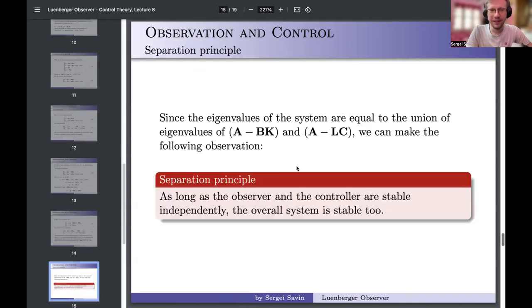Now, what this result told us is we could design A minus BK and A minus LC separately. And as long as they're designed to be stable, so as long as the observer is stable and the controller is stable, the overall system is also stable. This is called the separation principle. In fact, it is not just a principle about stability. It is a principle about eigenvalues. So the eigenvalues of the entire system are just the eigenvalues of those two individual components.